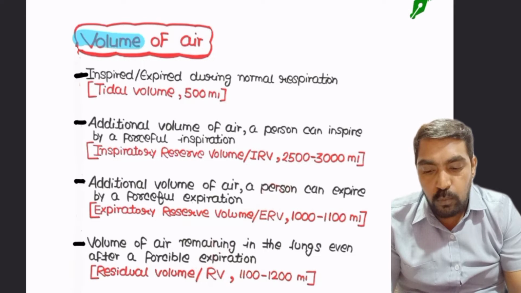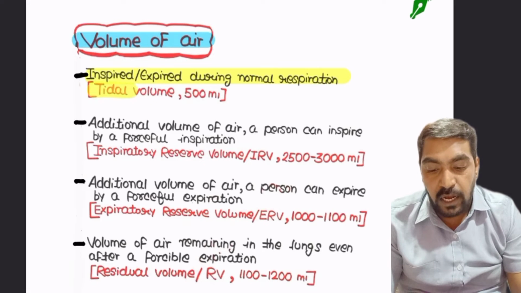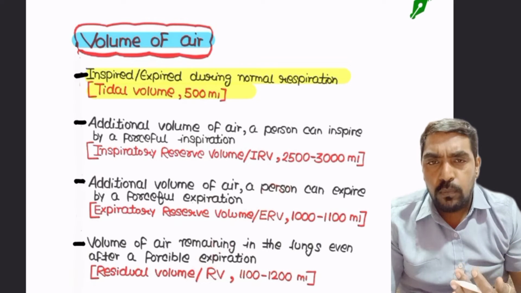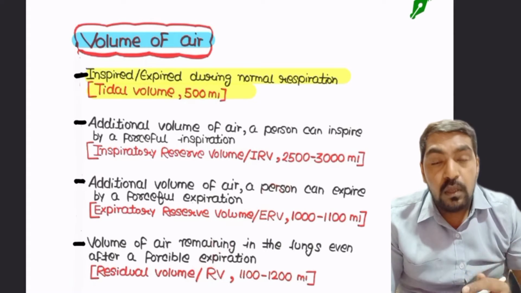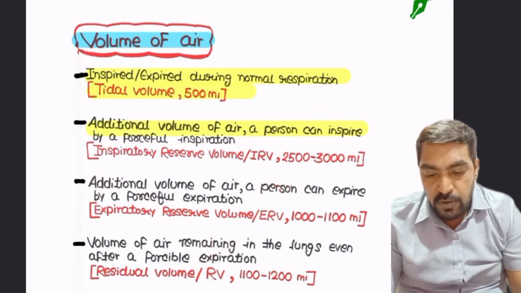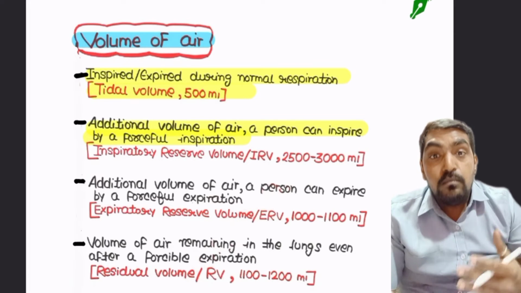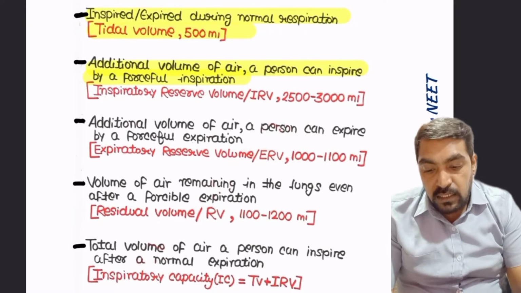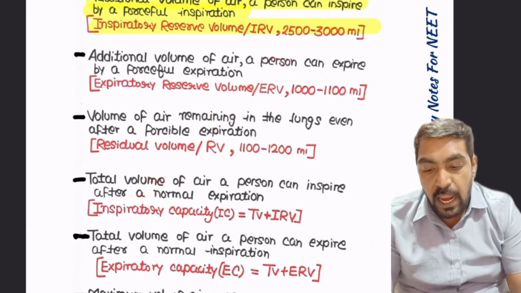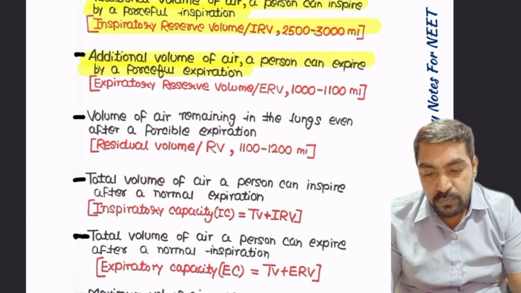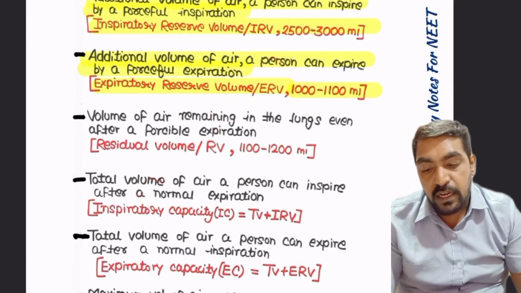Let's understand the different volumes of air. Inspired air during normal respiration is called tidal volume, 500 ml. Like now I'm teaching you, so I'm breathing normally. At this point of time the amount of air that I'm taking in or giving out is 500 ml. Additional volume of air a person can inspire by forceful inspiration, means after normal inspiration you take in the maximum that you can, is called IRV, inspiratory reserve volume, which is 2500 to 3000 ml. Additional volume of air a person can expire by a forceful expiration is ERV, expiratory reserve volume. It is 1000 to 1100 ml.